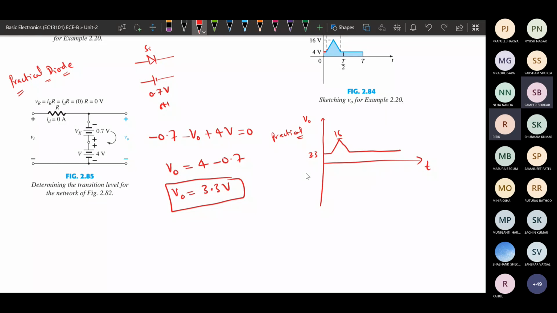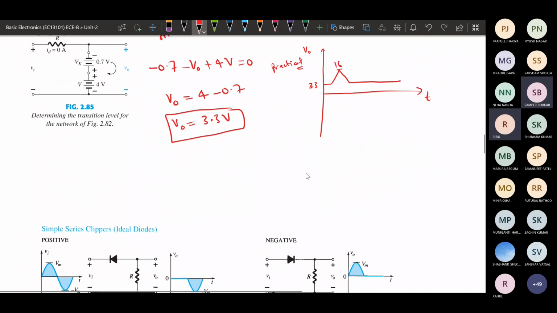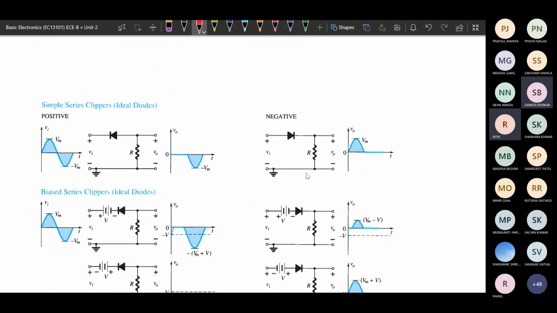Okay, so this is basically the clipper circuits. So this is the summary of the clipper circuit, the complete thing we have seen. This clipper circuit has series and parallel configurations, series clipper and parallel clipper. If it is a series clipper, it has an ideal diode. In case we need a positive clipper, we can see this circuit, so it will be clipping the positive.